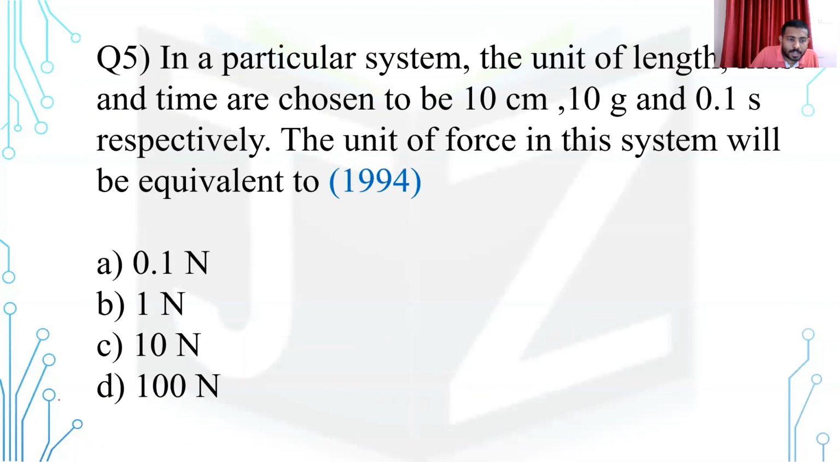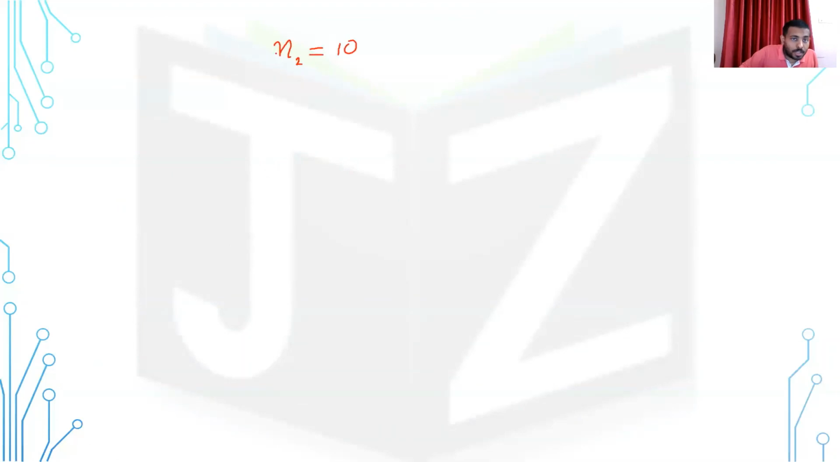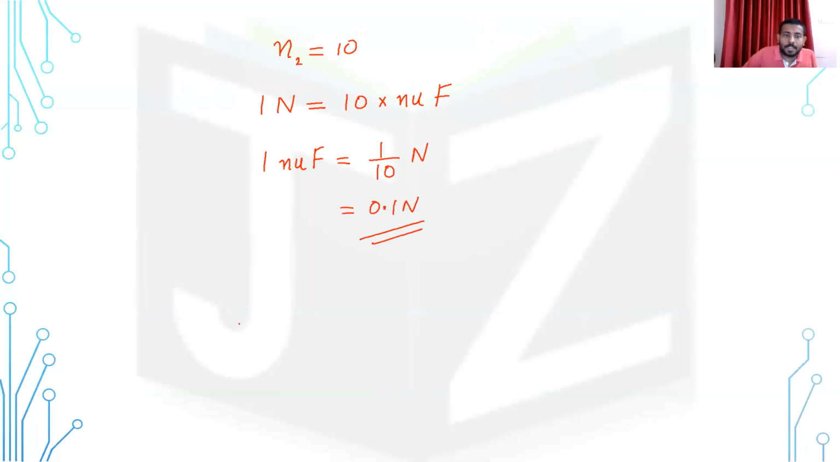So you may write the answer as 10 Newton. Is it correct? No, actually it's wrong. Here we have to check what it is asked. We are asked to find the unit of force in the new system that will be equivalent to. So what this means is, we have n2 is equal to 10, that is 1 Newton is equal to 10 into the new unit of force. We have to find the equivalent of this in the SI system. That is, 1 new unit of force can be written as 1 by 10 Newton, or in other words it is equal to 0.1 Newton. So this will be the answer.